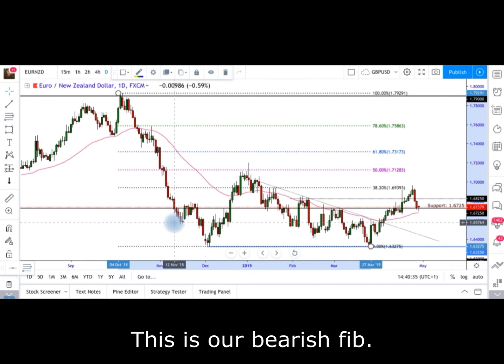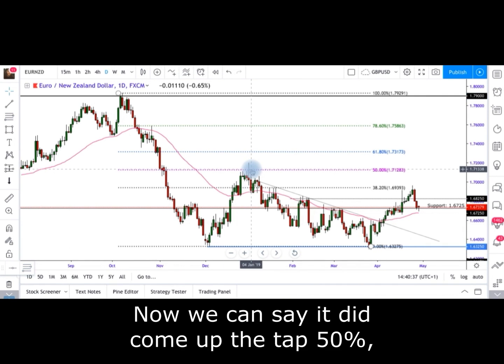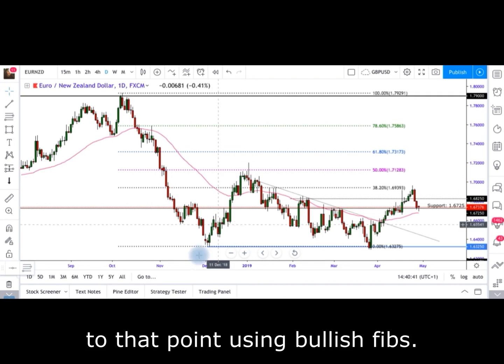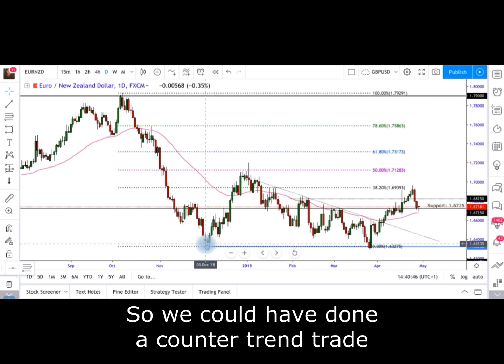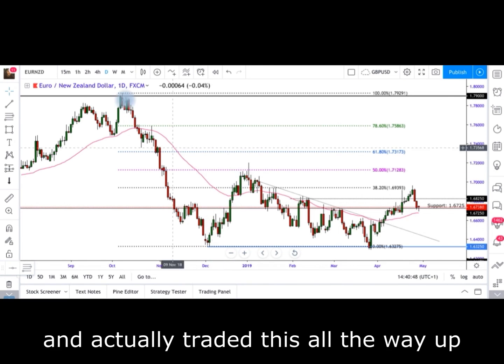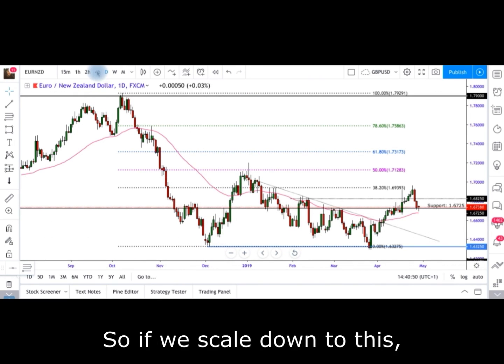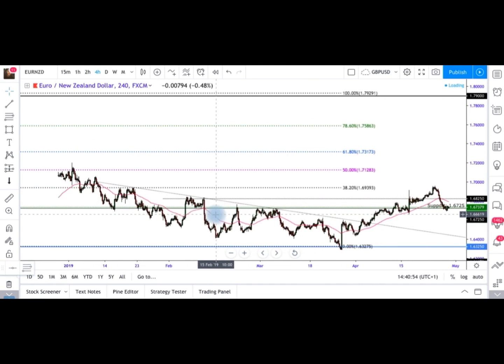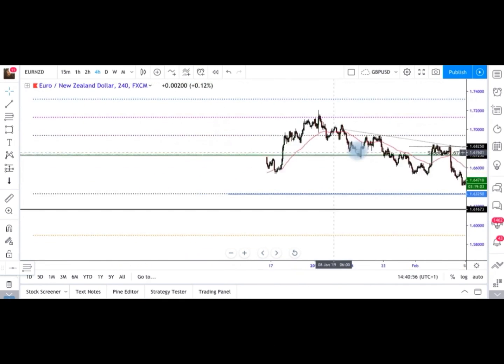This is our bearish fib. Now we can see it did come up to tap the 50%. But we could have traded this leg on the way up to that point using bullish fibs. So we could have done a counter trend trade and actually traded this all the way up to the larger bearish fib. So if we scale down to this, we just go back.